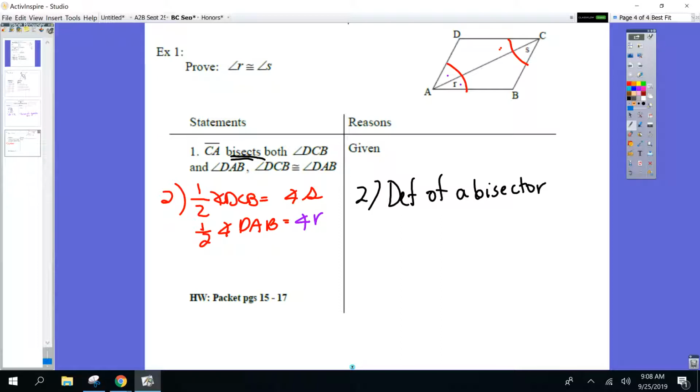See how this process goes. You need a pair of equal angles. You need to tell me they're being cut in half. And then finally, you can tell me the halves, which I called angle S and angle R, are now congruent. And that will be what reason? Halves of equal quantities are equal.